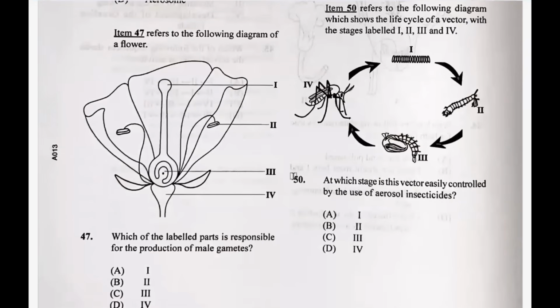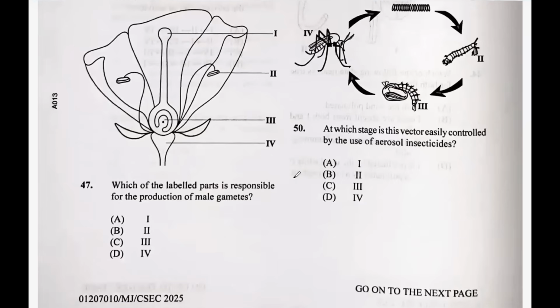47 refers to the following diagram of a flower. Which of the labeled parts is responsible for the production of male gametes? If you just watch a flower, you will see that 2 is associated with the male gamete. The other parts, the stigma, this would be the style going down here into the ovary. They just point a little above ovule, I'm guessing. And we have this nice anther here, which will make up the stamen when you put it together. So yes, B is already the answer.